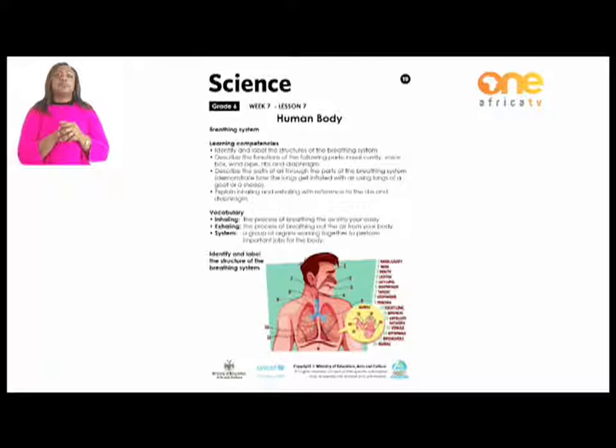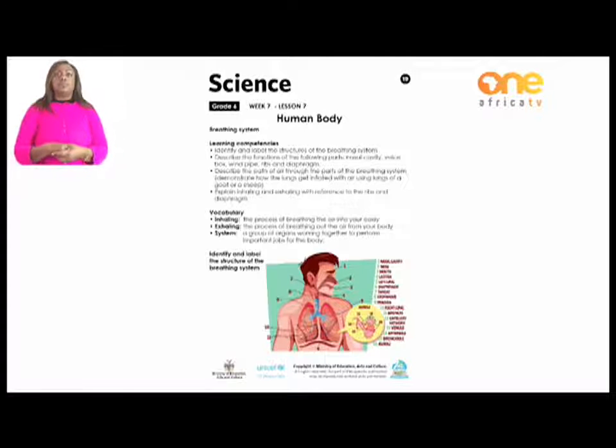And what is a system? A system is a group of organs working together to perform important jobs for the body. It means we have different parts of your body which are working together for the same function. A system is actually combined of different parts. One part of the body cannot make a system, but it has to be more than one to be a system. Those are the words that are commonly used in the breathing system.